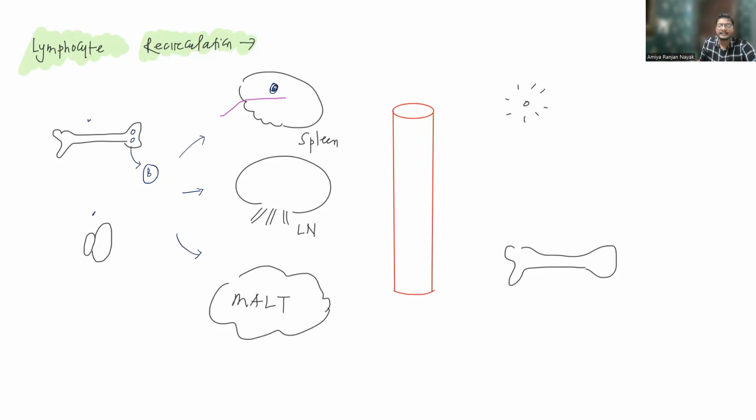And we have already discussed that inside the spleen, they are present in the white pulp, just near the central artery. And inside the lymph node, they are present in the cortex as lymphoid follicles. In spleen also, they will be present as lymphoid follicles. Okay, and also they will be there inside the mucosal associated lymphoid tissues.